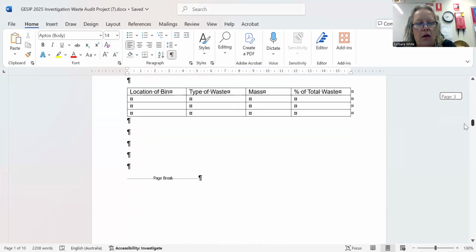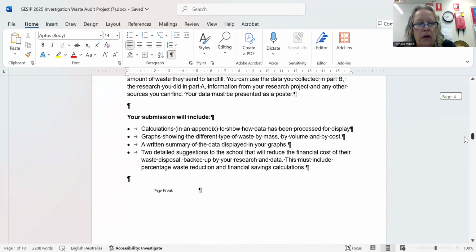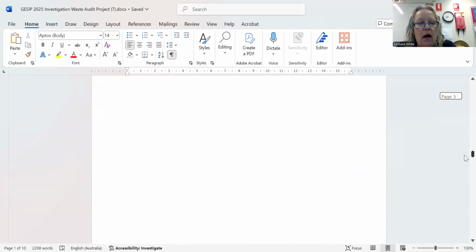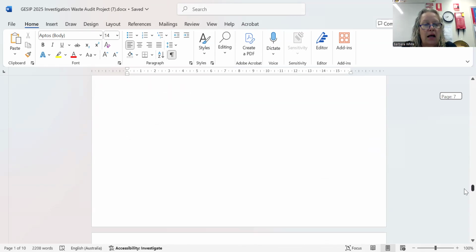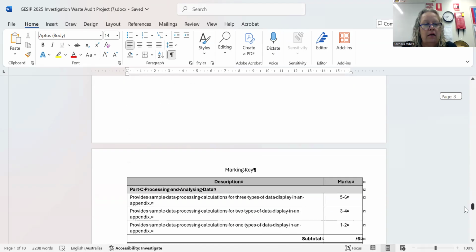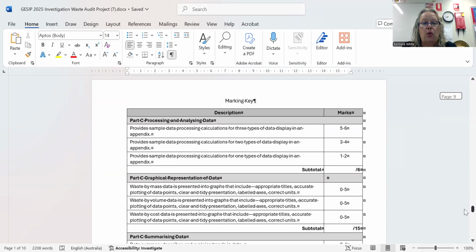So at the back of your investigation, now this is all on today's lesson. All the documents are on today's lesson, so you can look at that. There's part A, this is part B, this is part C. So I want you to have a look at the marking key.